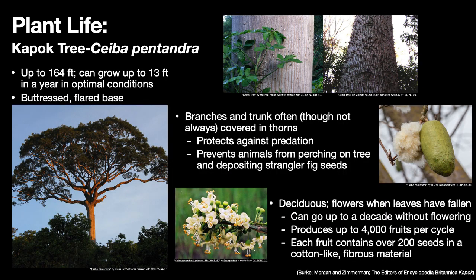Kapok trees are some of the largest within the Neotropical region at around 160 feet. The trunk and branches can be covered in thorns, which prevent predation and the depositing of strangler fig seeds through animal feces. It can go up to a decade without flowering, with a mature tree producing up to 4,000 fruits, each with over 200 seeds during a single fruiting cycle.